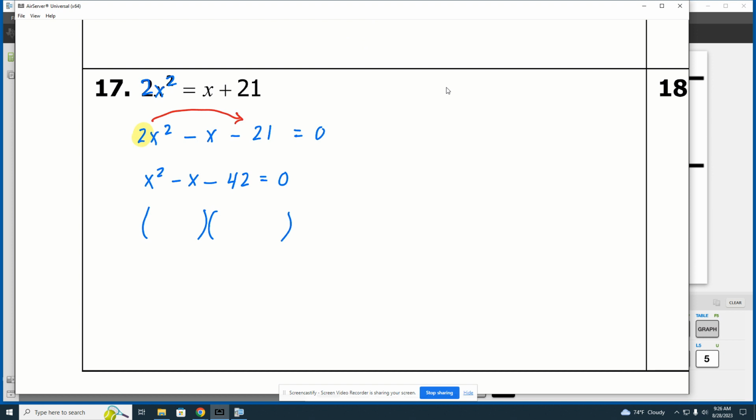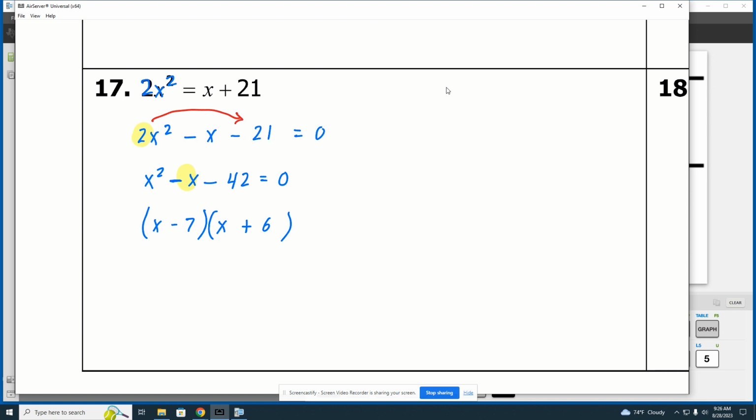X times x gives me x squared. We're looking for the two numbers that multiply to get 42 and have a difference of negative 1. What multiplies to get 42 and has a difference of 1? 7 and 6. It's got to be 7 and 6. Now look, what sign dominates the middle? It has to go with your bigger one. Which one's bigger, 7 or 6? So negative 7, positive 6.